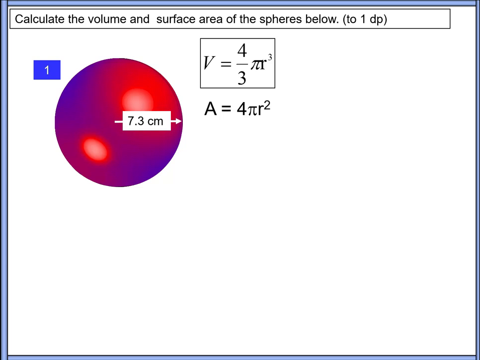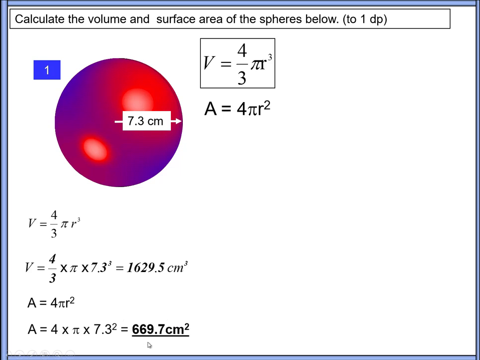So writing the formula, V equals 4 over 3 pi r cubed. V equals 4 over 3 times pi times 7.3 cubed, which is 1629.5 centimetres cubed. Check that on your calculator, make sure you can get that answer. And the area is 4 pi r squared. So 4 times pi times 7.3 squared. Plug it into the calculator and you get 669.7 centimetres squared.